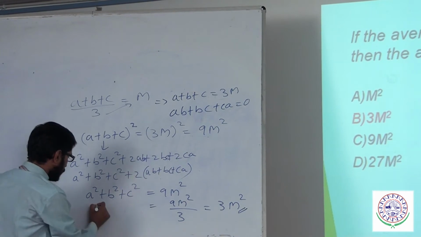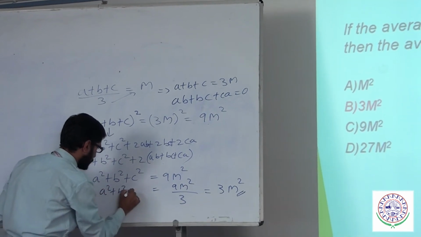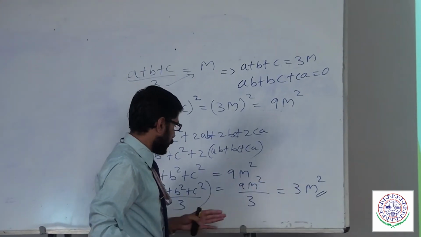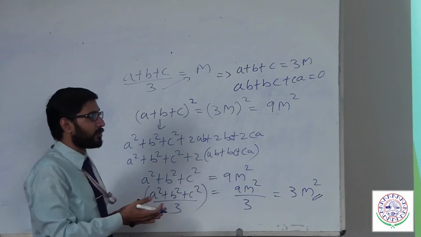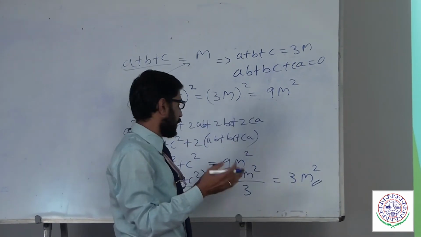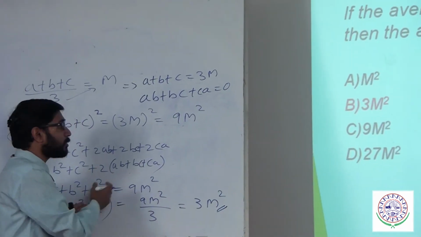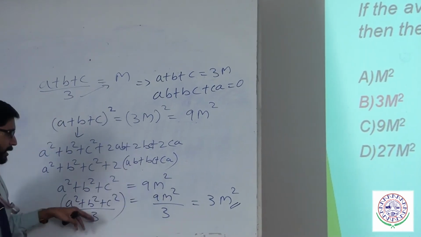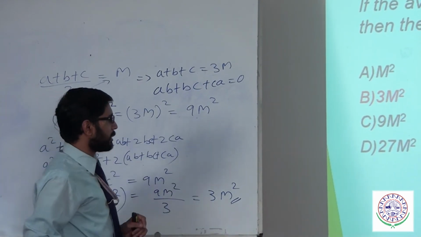So this is nothing but a square plus b square plus c square divided by 3, which is equal to 3m square, because this is what we call the average. Average is nothing but the addition of all the variables divided by the total number of variables. So the total number of variables is 3 here, so I can get the answer as 3m square.